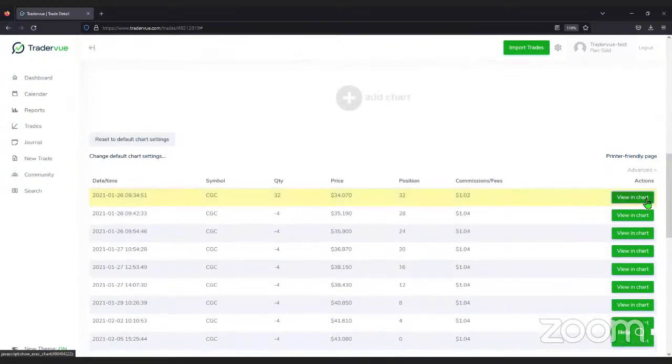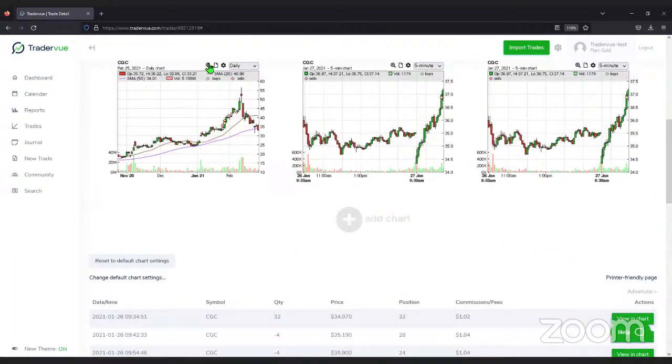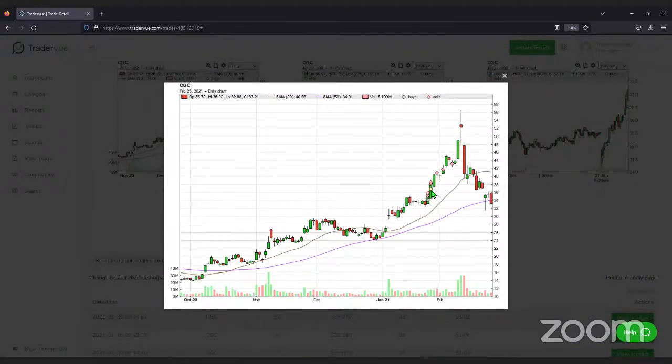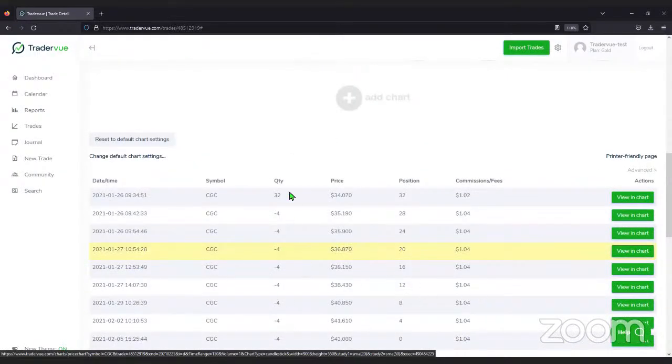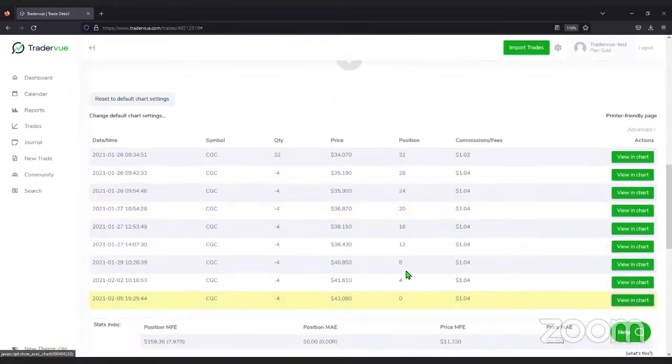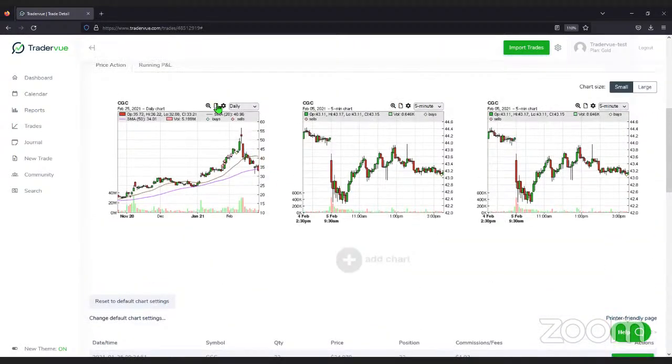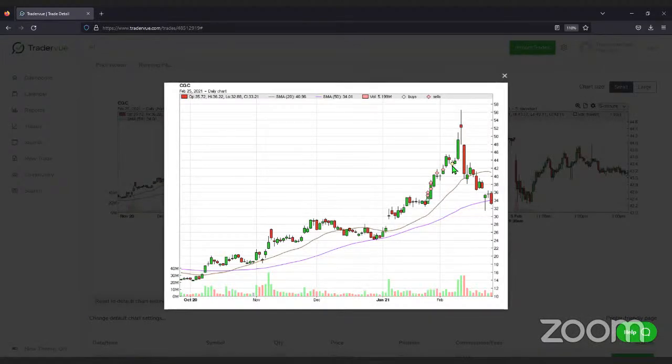You can click on view in chart. What happens when you click on view in chart is that you get this highlighted in yellow. If you go to the daily chart, or whatever the execution chart might be, whatever the time frame, you can see that now it's in yellow. That basically means it's signaling the execution that is highlighted below. So if you wanted to see what your last execution was, you can click there, zoom in here, and you can see that highlighted execution there.